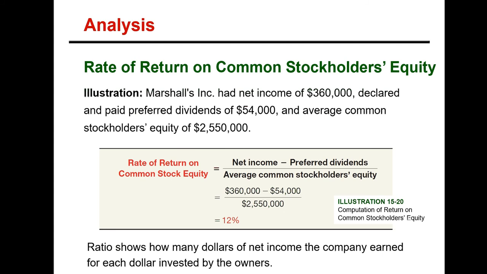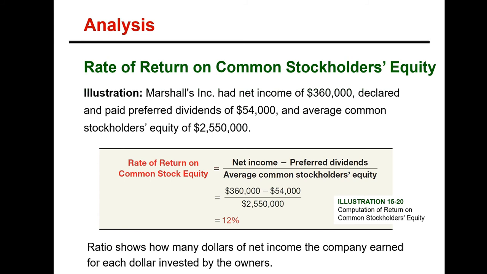So we take the net income minus preferred dividends and divide that, notice, by the average common stockholders' equity. A lot of people get tripped up by this. They take the beginning balance or they take the ending balance. If it's the average, we take the beginning year and we add the ending year and then divide that by 2. Here it's given that it's the average common stockholders' equity of $2.55 million.